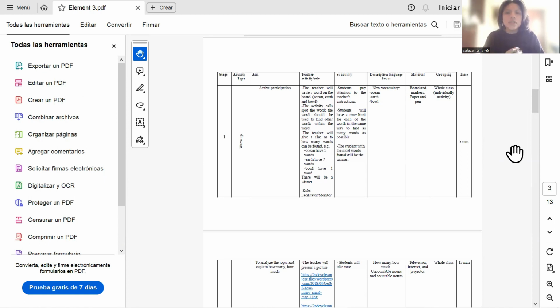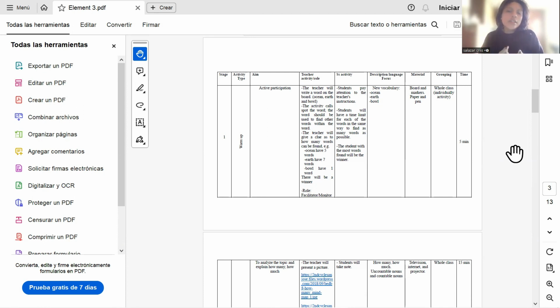And what are the students going to do? Students pay attention to the teacher's instructions. The activity is called spell the word, because students have to find other words within a word. Students will have a time limit for each of the words to find as many words as possible. And the teacher will give a clue as to how many words can be found. For example, with ocean, we have at least 5 words.